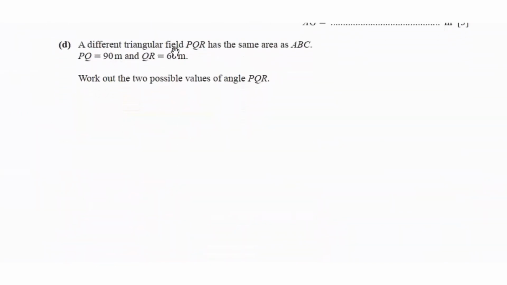Part D says a different triangular field PQR has the same area as ABC. PQ is 90, QR is 60. Work out the two possible values of angle PQR. So if you draw a triangle over here, PQR, PQ is 90, QR is 60. A different triangular field PQR has the same area as ABC.